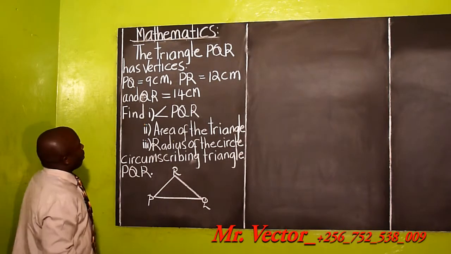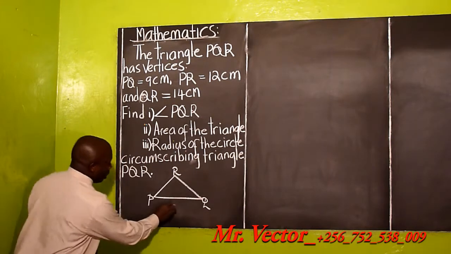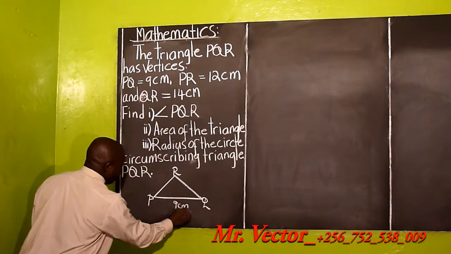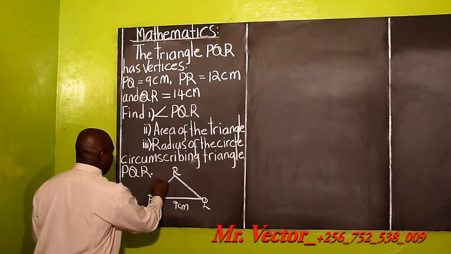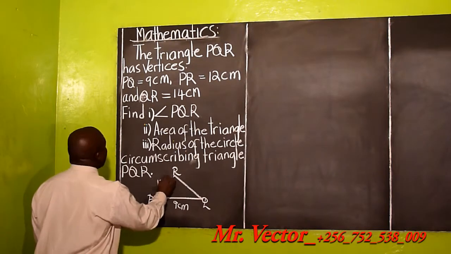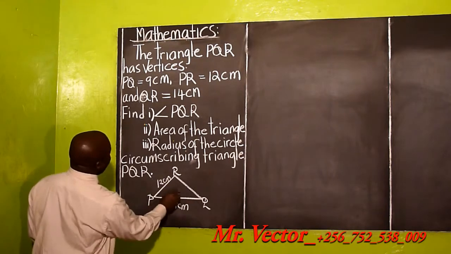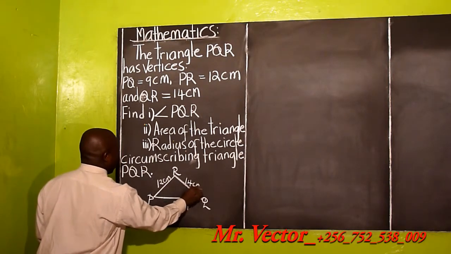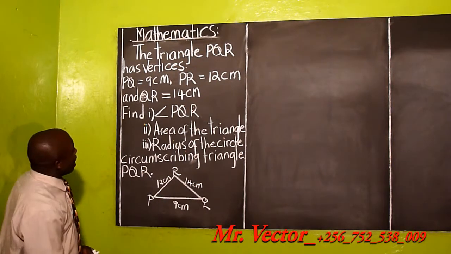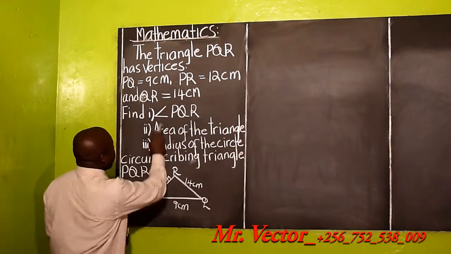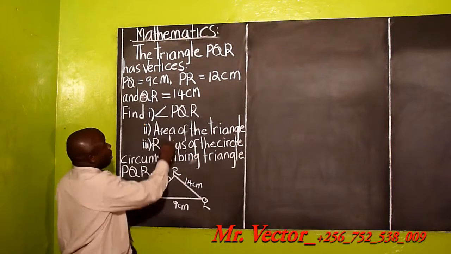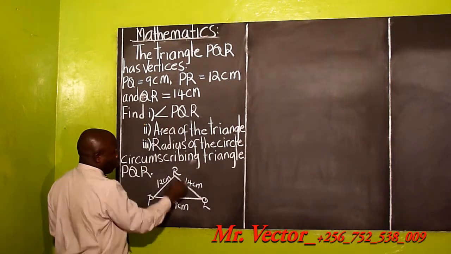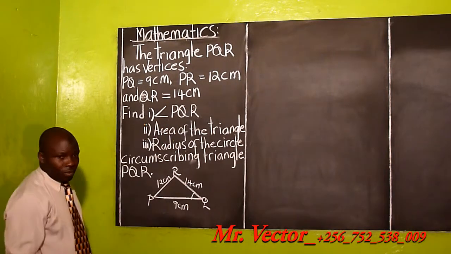P2R. They are telling us that P2 is 9 centimeters, PR is 12 centimeters, and 2R is 14 centimeters. So they are telling us to find angle P2R, this angle which is in the middle. They are telling us to find the angle 2. We are looking for angle 2.